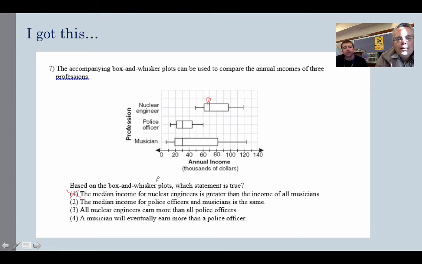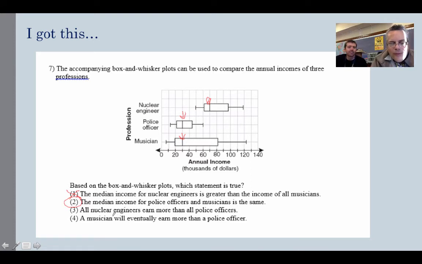All right. The median income for police officers and musicians is about the same. Ooh, that looks true. Circle 2. All right. But Mr. Lewis, I'm neurotic. I have to read them all. Okay. I have to be certain.